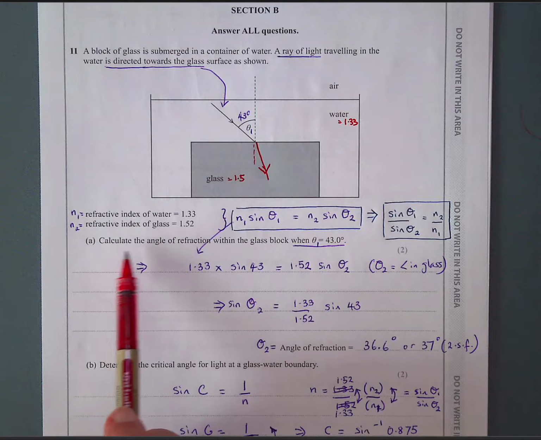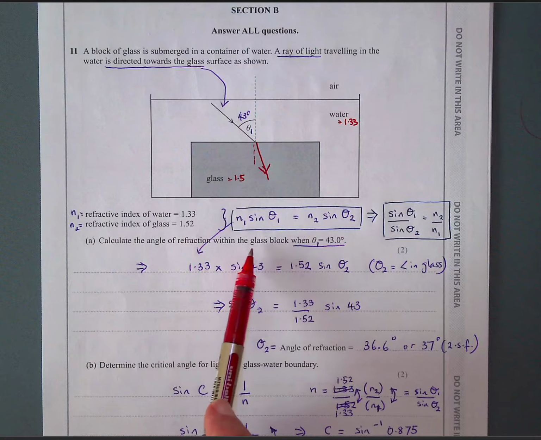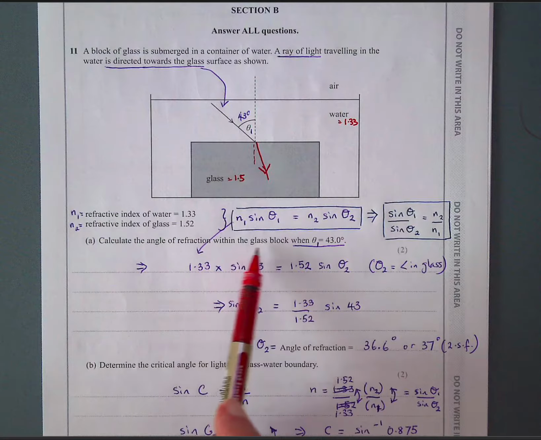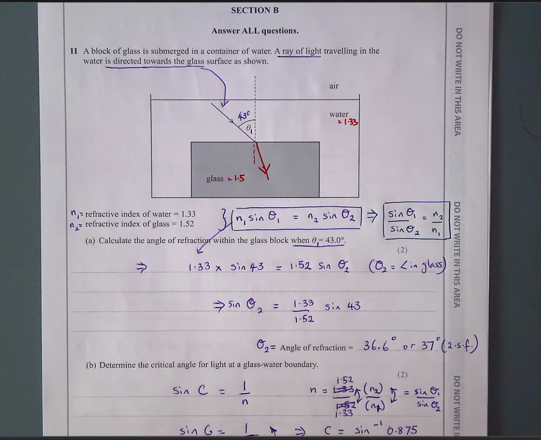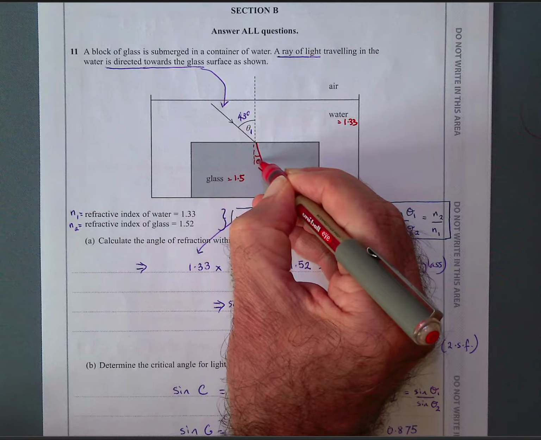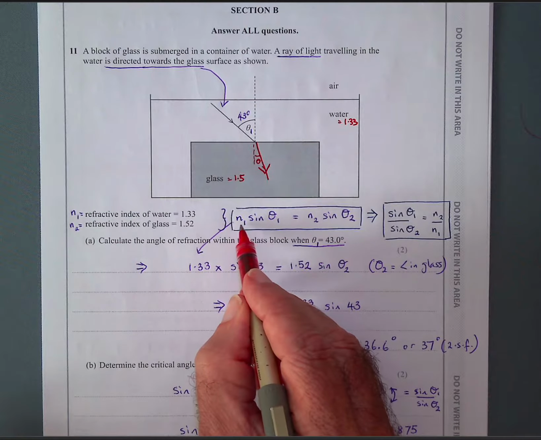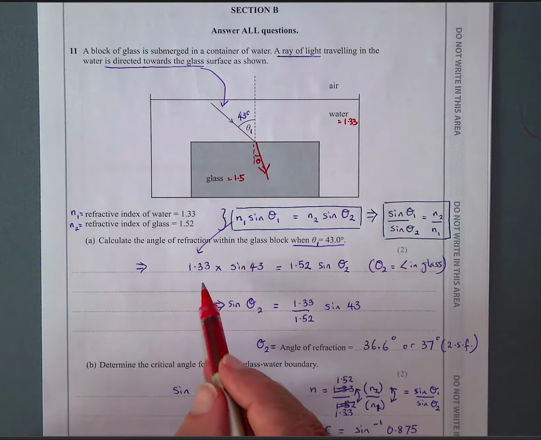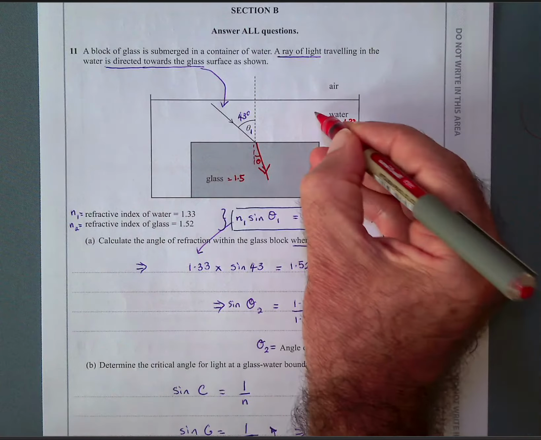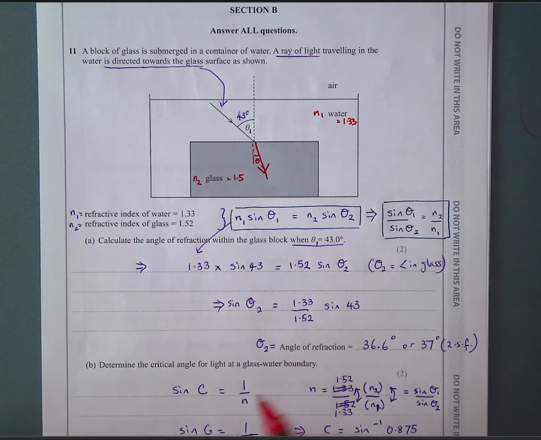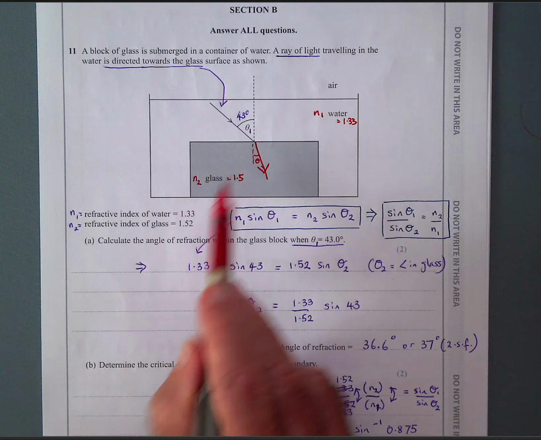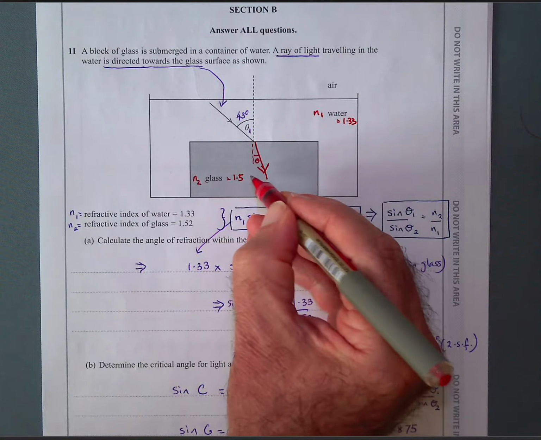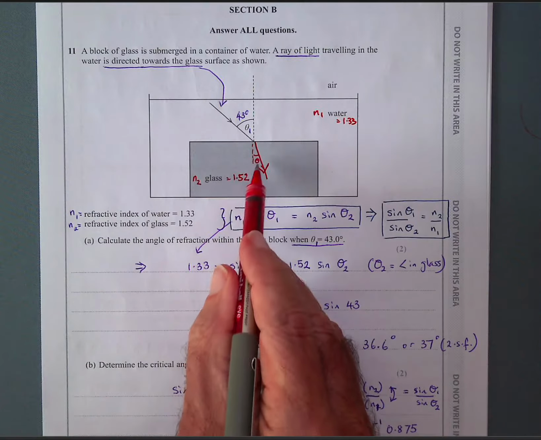Okay. Calculate the angle of refraction within the glass block when θ1 is 43 degrees. Oh, that is what they want us to work out. So they want us to work out this angle. So you have to use the two refractive indices using n1 sin θ1 equals n2 sin θ2. This is on your equation sheet. We call this one n1, we call this one n2. So n1 times sin θ1, 1.33 times sin of 43, must equal n2, 1.52, times sin of θ2, which we don't know.